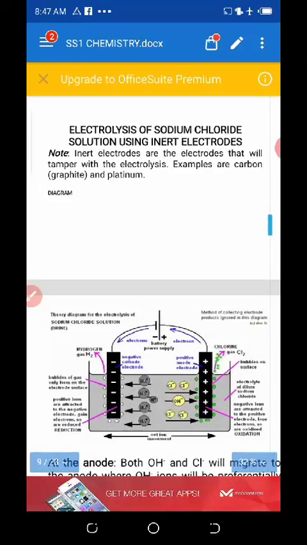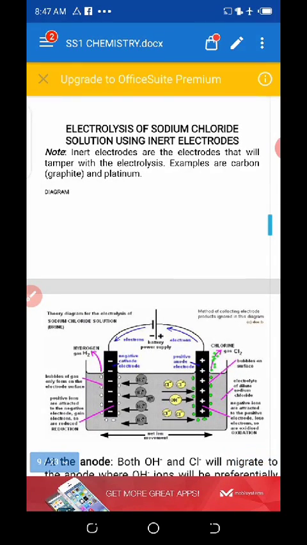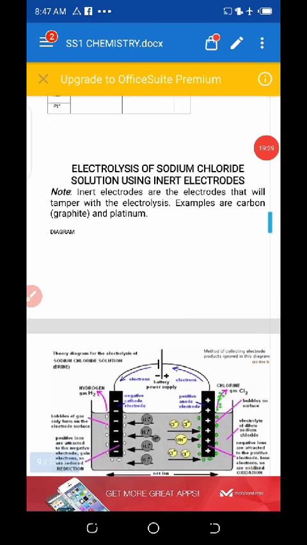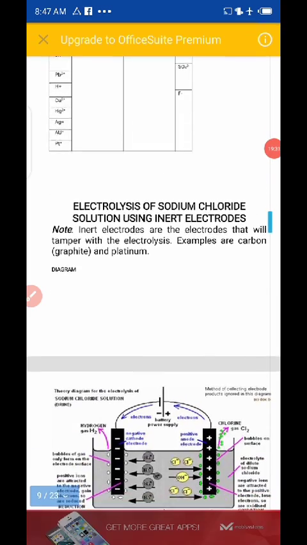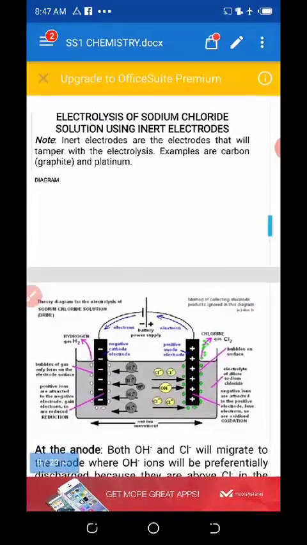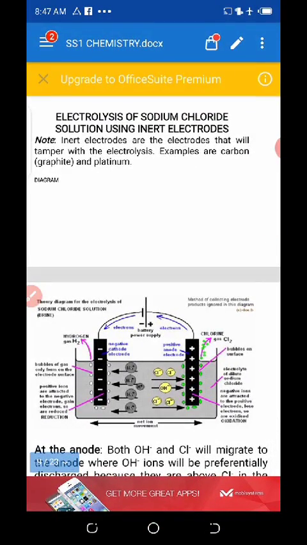Electrolysis of sodium chloride solution using inert electrodes. I don't want to rush you. I will want to start from this in our next class.